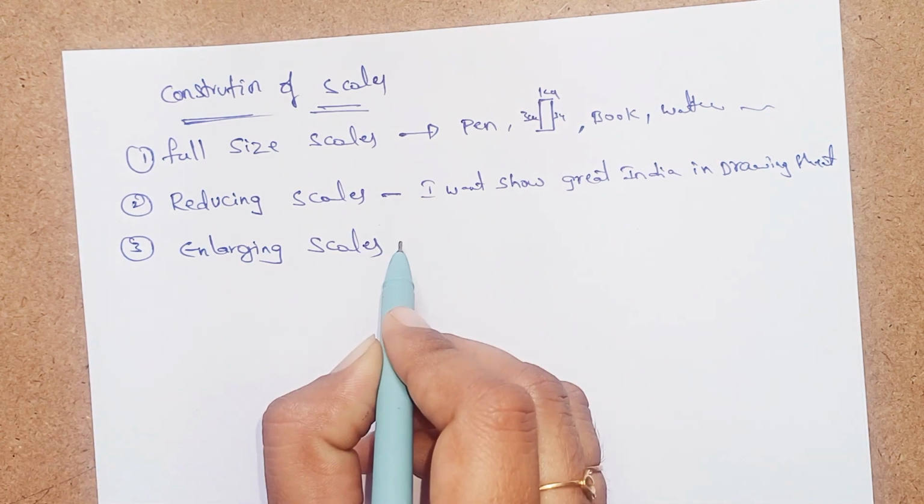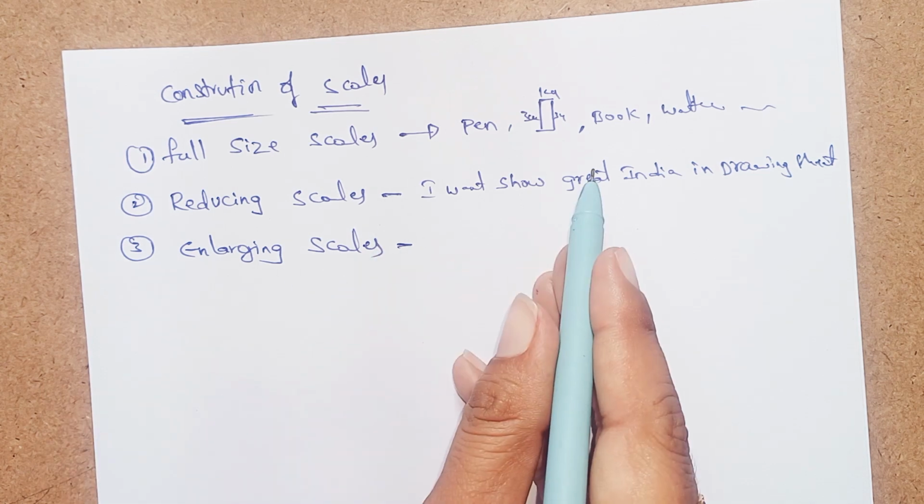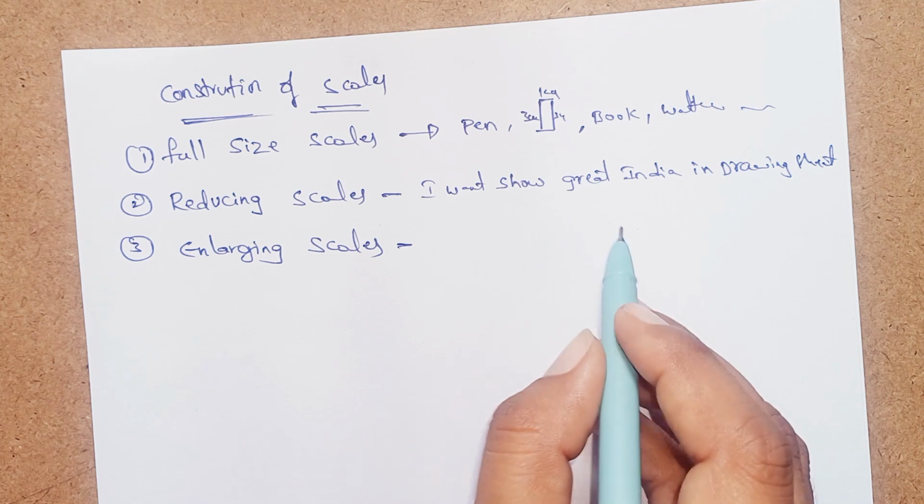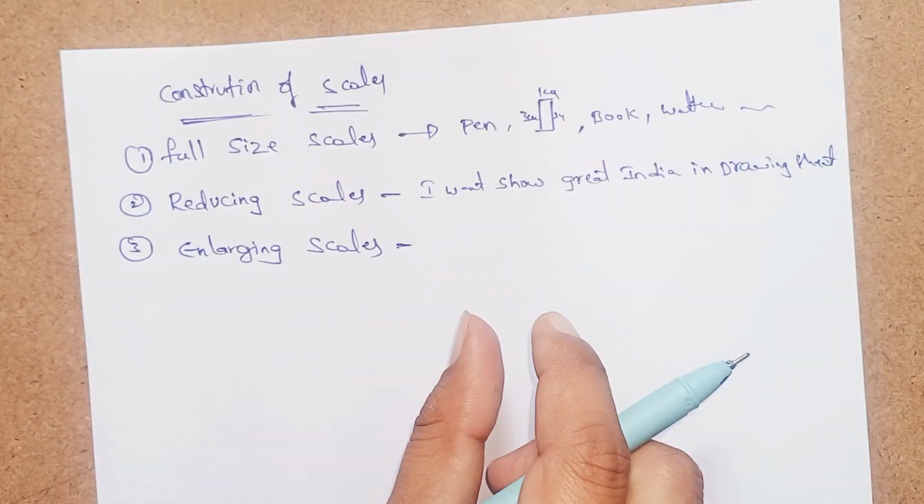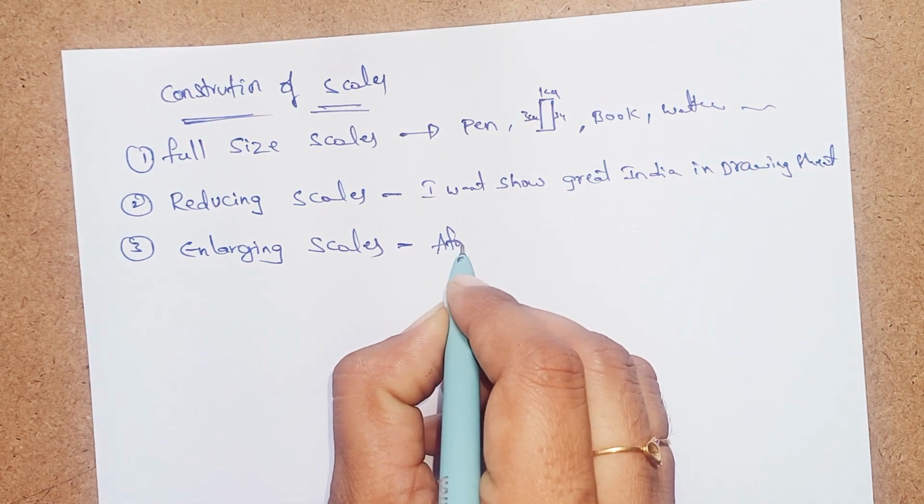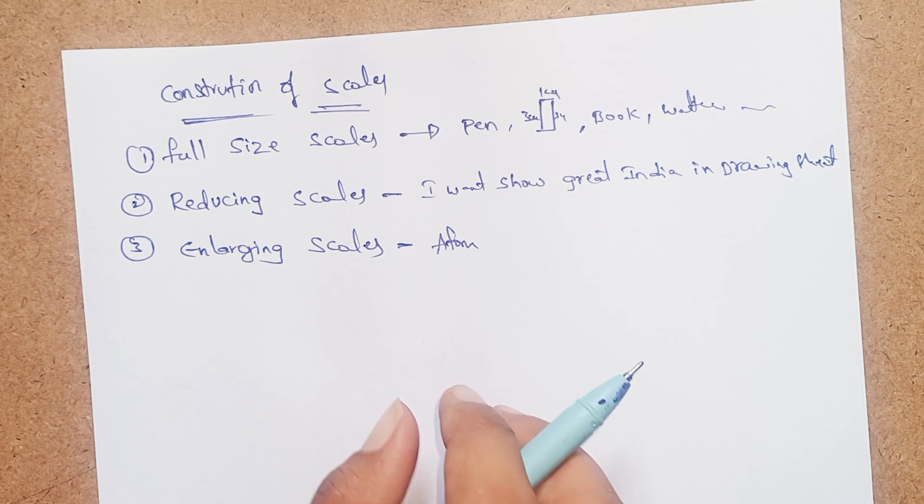And the enlarging scale. The name itself represents enlarging. You have to enlarge, like atoms, molecules, and nucleus. It represents objects of very small size on a drawing sheet. Like atoms, which have very small dimensions.